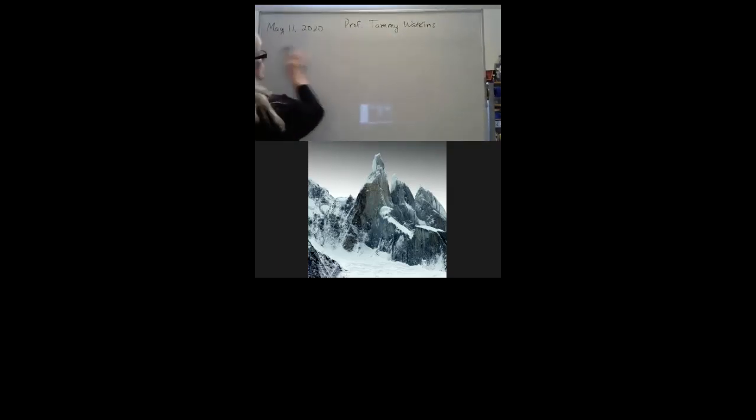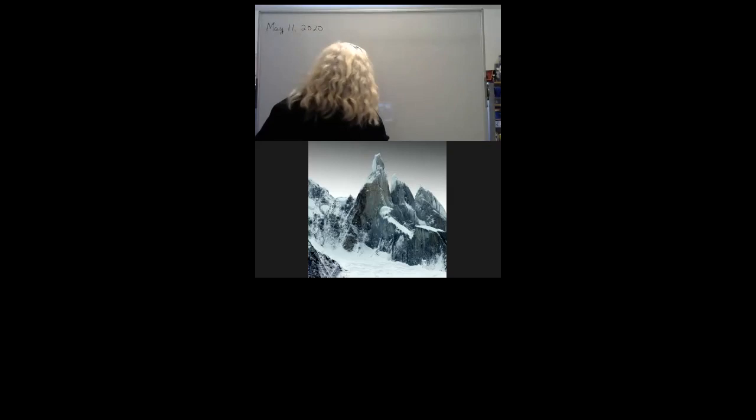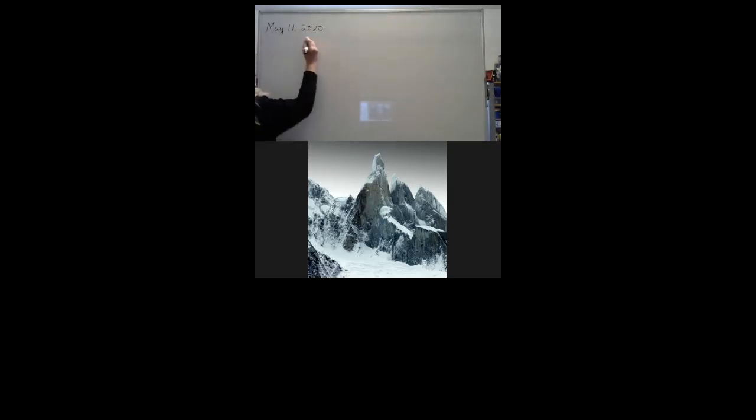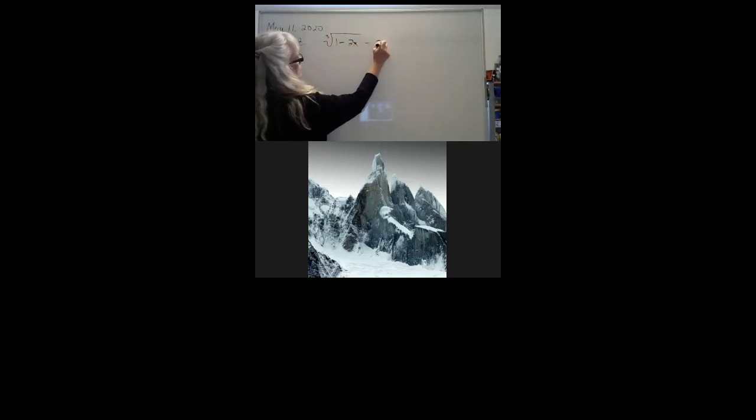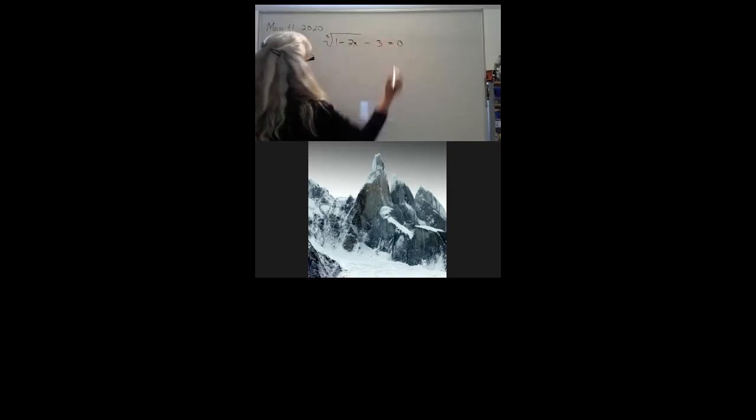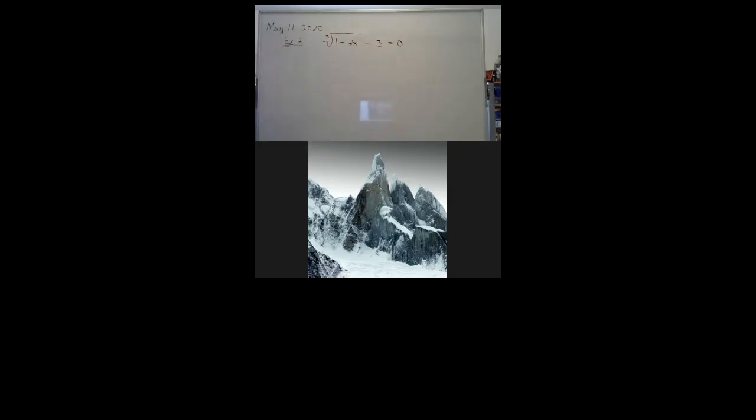So let's solve one that's a little bit more complicated then. What if we have a cube root? This is example 2. We're going to do the cube root of the quantity 1 minus 2x, minus 3, is equal to 0. So the cube root of 1 minus 2x, all under the radical, minus 3 is equal to 0.